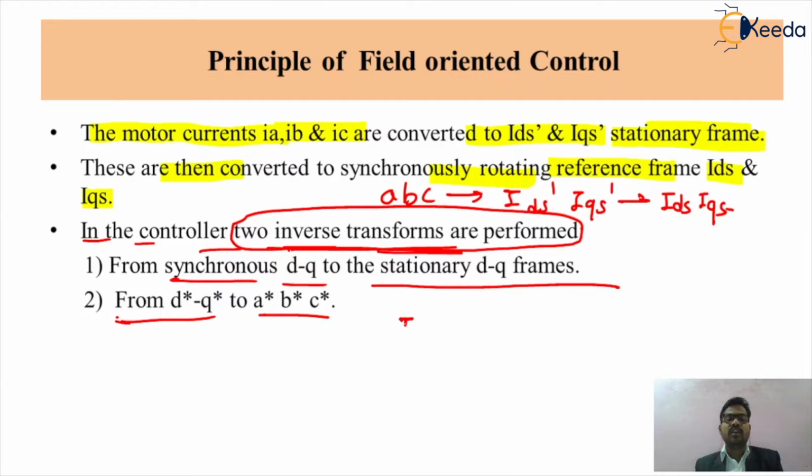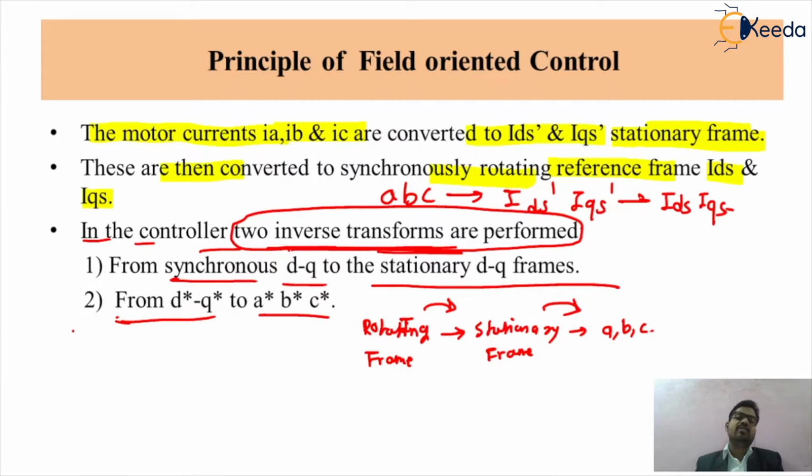What I can write in a different way: the rotating frame quantity will be converted into a stationary frame quantity, and now this stationary frame quantity will be converted into a phase quantity, that is ABC. So this is called an inverse transformation. This will be the first inverse transformation, and this will be the second inverse transformation. So this will be the basic idea behind the field oriented control.